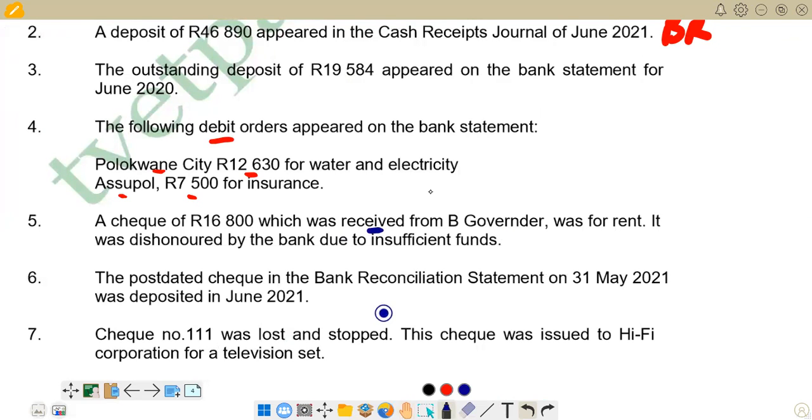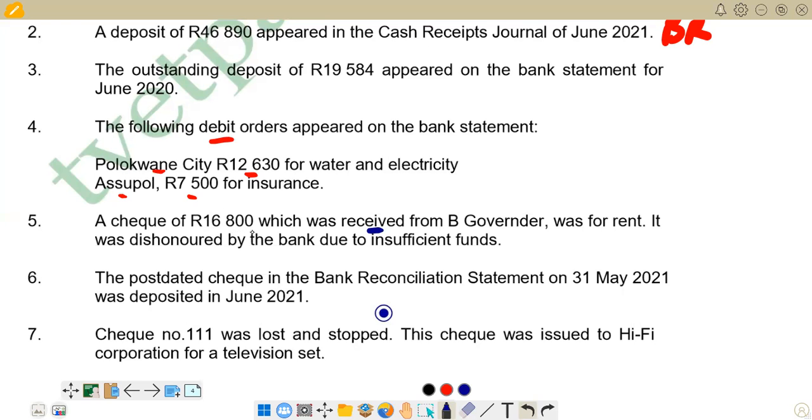Whenever a check is issued, in this sense, we are having a check that has been received. So whenever we receive a check, we record it in our journals. So it means this check was already recorded in the cash receipts journal.